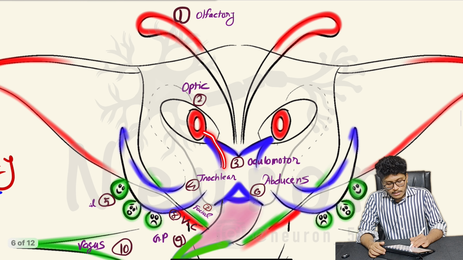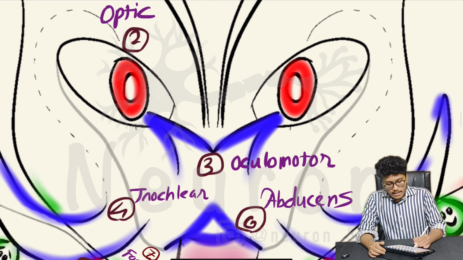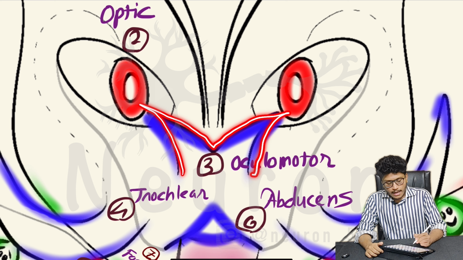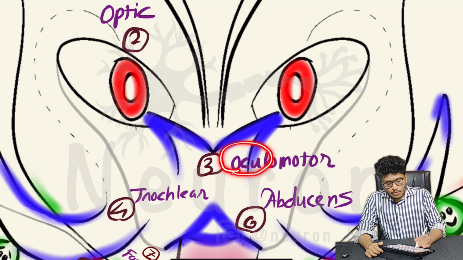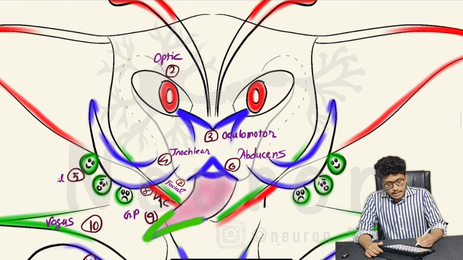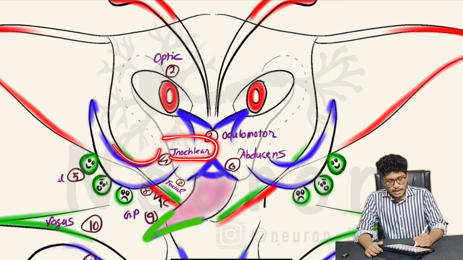Third nerve is oculomotor. From this nose M, you have to remember oculomotor, motor, and this M is also touching these two eyes. So oculomotor. Now let's move to the fourth nerve. Fourth nerve is trochlear. These are tusks. From tusks you have to remember trochlear, T.